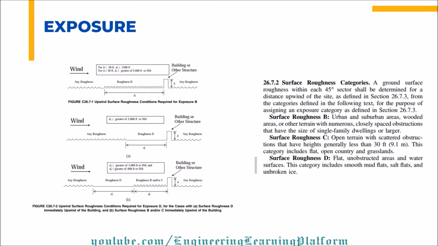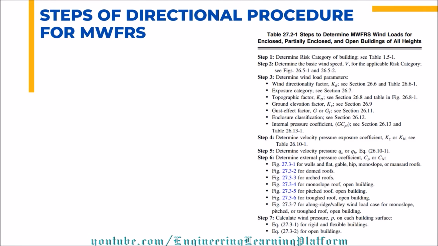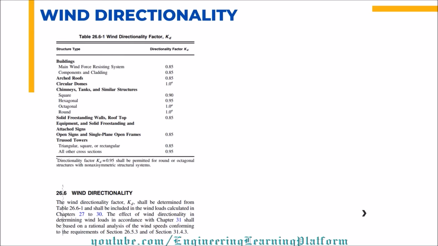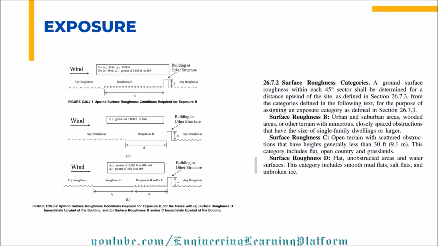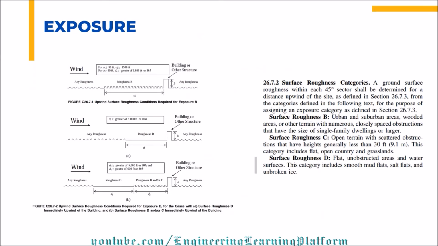So these were the classifications based on enclosure classification. Then internal pressure coefficient. Now we have positive internal pressure as well as negative internal pressure, for which we have to see section 26.1.3. Basically, the internal pressure coefficient is dependent on your enclosure classification. So as per your enclosure classification, you select your internal pressure coefficient from this table, Table 26.13 of ASCE 7-16.